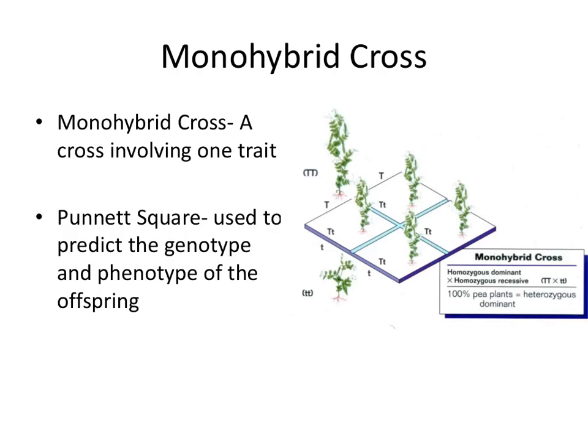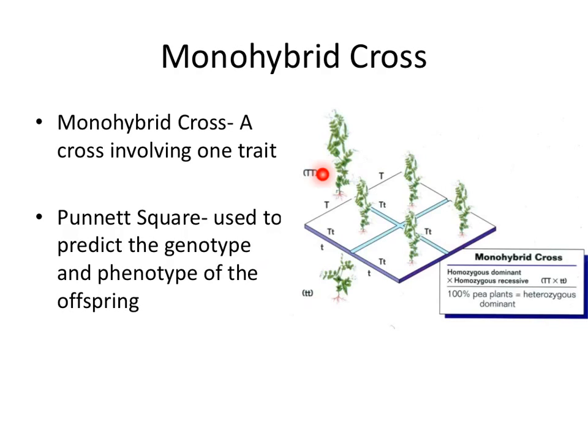A useful way to figure out what our offspring are going to look like is something called the Punnett Square, which is this guy right here. Something you're probably familiar with. It's a tool used to predict the genotype and phenotype of the offspring. And we're only looking at one trait. In this case, we're only looking at height.